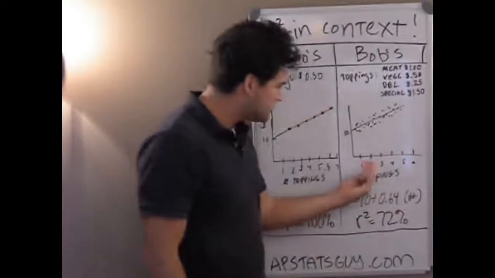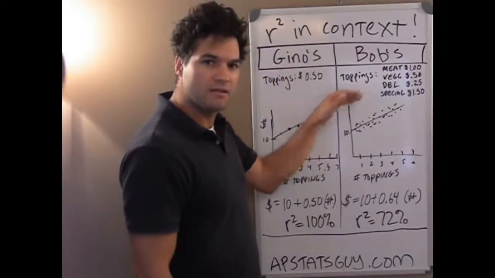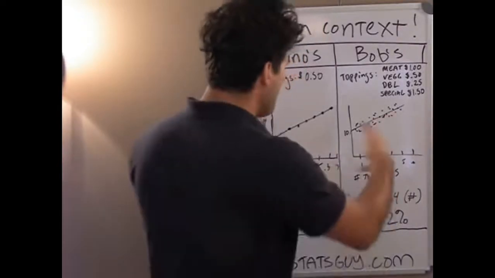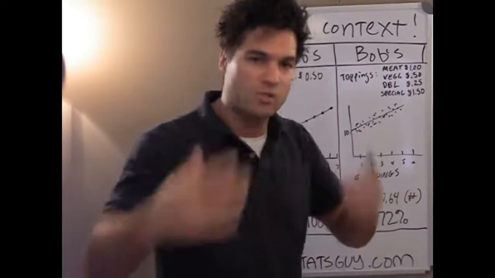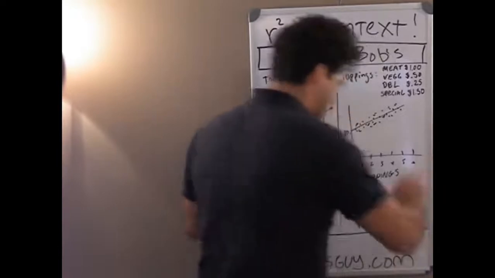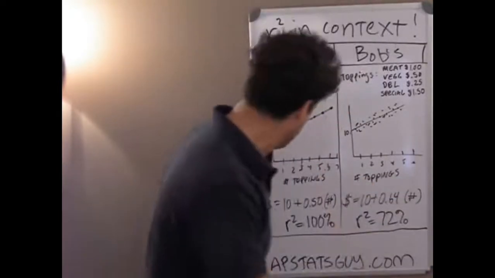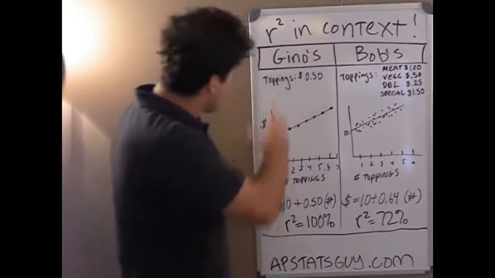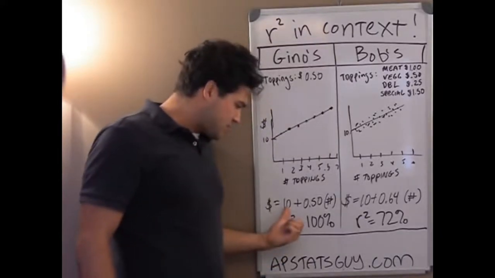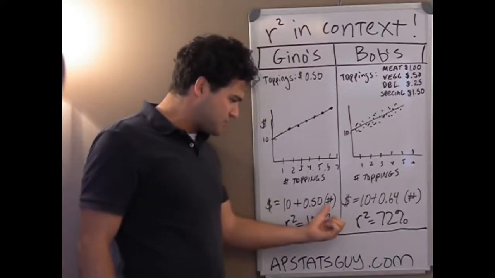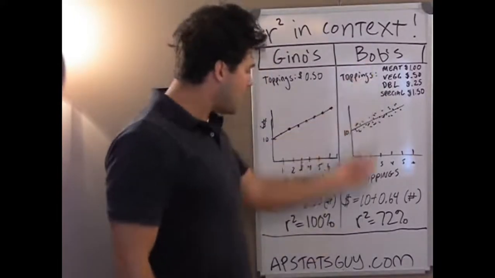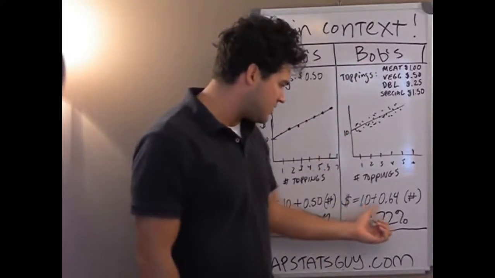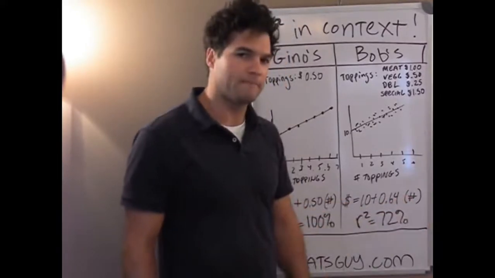Even at Gino's with the scatter, the more toppings, the higher the price of the pizza. And in both of them, the equations were similar. As a matter of fact, let's say they were a little bit different. I found the equation for Gino's was $10 for a cheese plus about 50 cents per topping. And at Bob's, it was $10 for cheese and about 64 cents per topping.